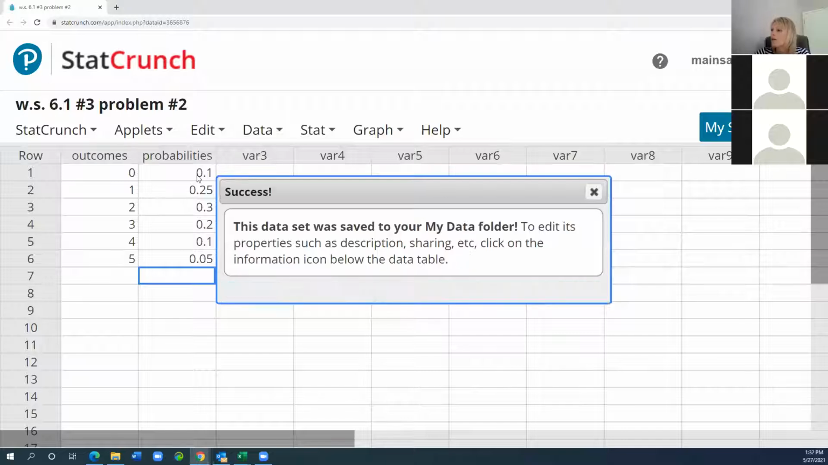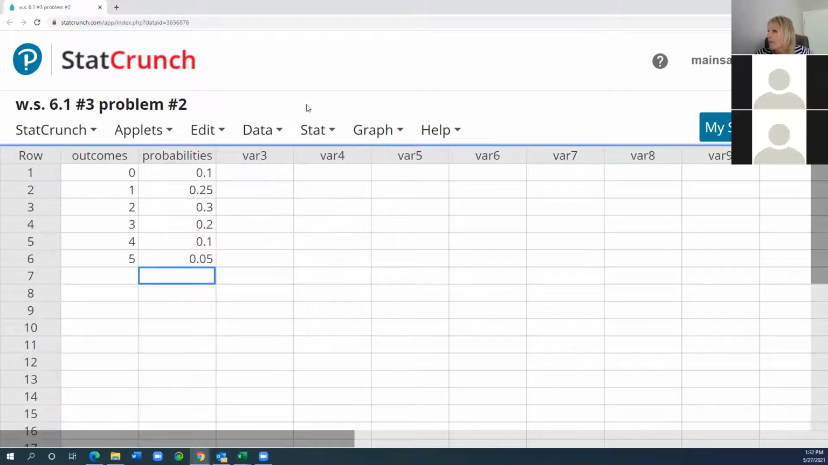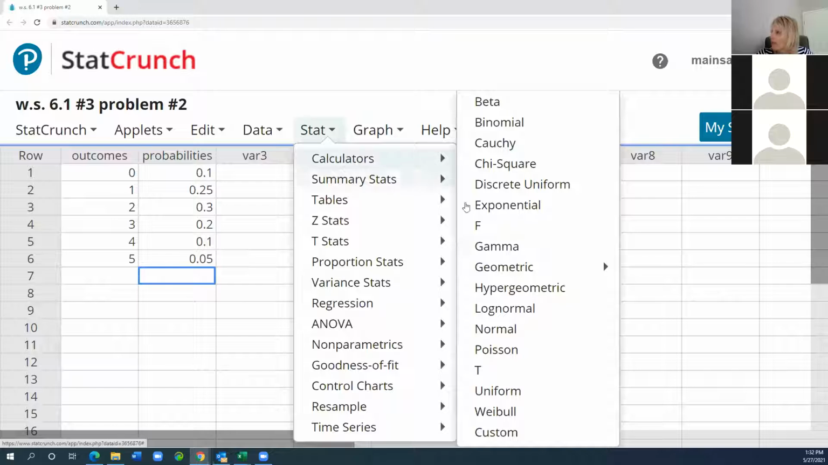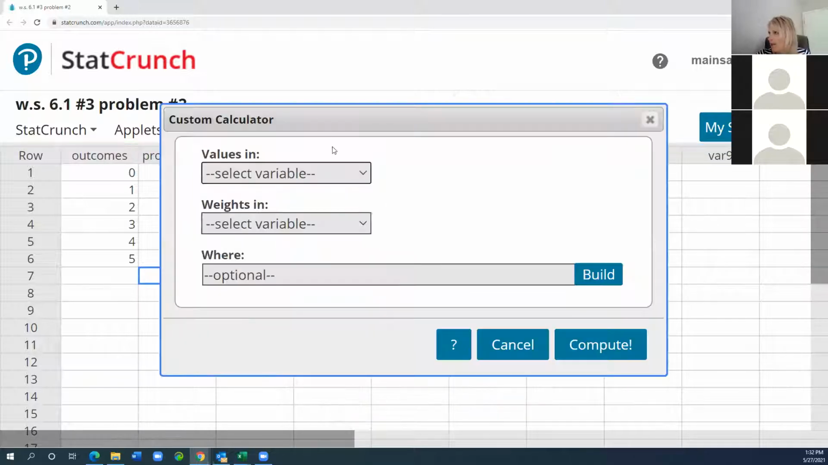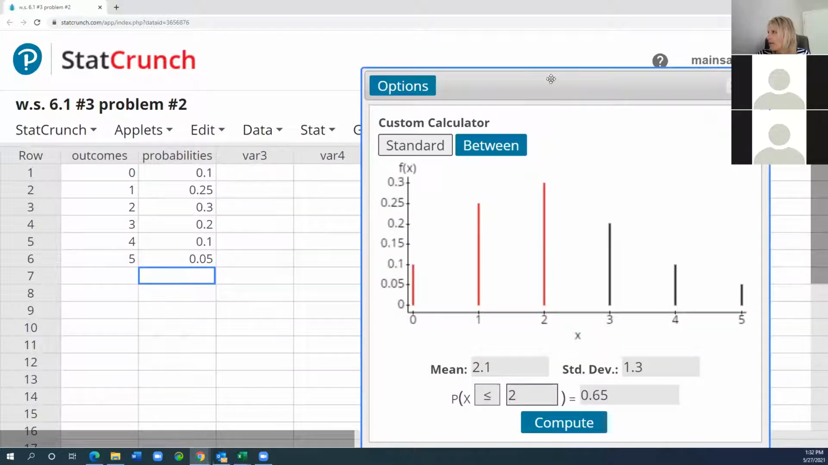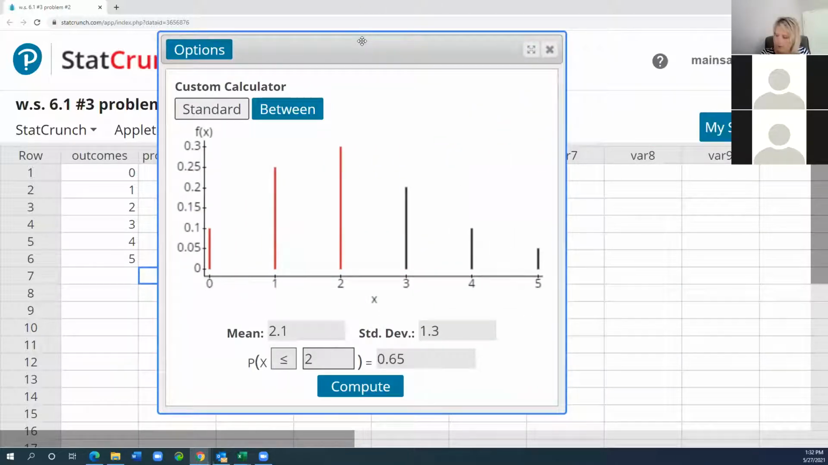Okay, so I've got my outcomes, number of people in line, and my probabilities, and then we're going to go to Stat, Calculators, and Custom. My variable is the outcomes, and my weights are the probabilities. And there is my mean and standard deviation for the bottom of page 523. So the mean is 2.1 and the standard deviation is 1.3. And just so you know, grouped data like this and these expected value data, we always treat as a population. So that's why they're using population symbols on page 523.